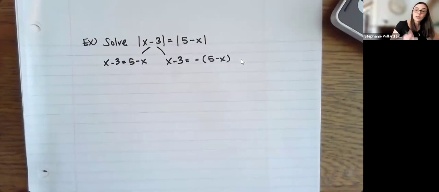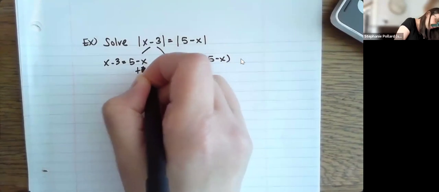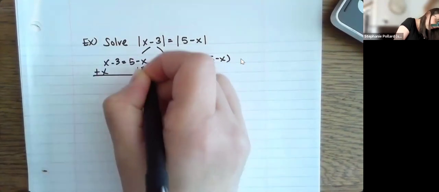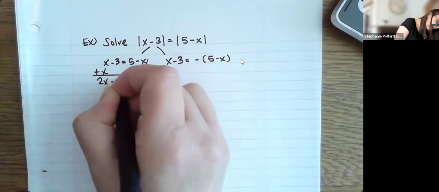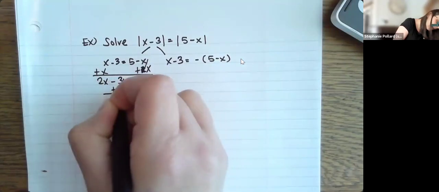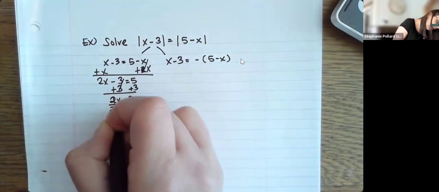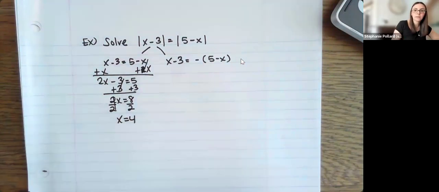Okay, so I'm going to solve these individually. On the left side, I would add x to both sides. I'm doing the math in my head here. So I get 2x minus 3 equals 5. Then I add 3 to both sides. 2x equals 8 and divide by 2. So I have my first solution of 4.